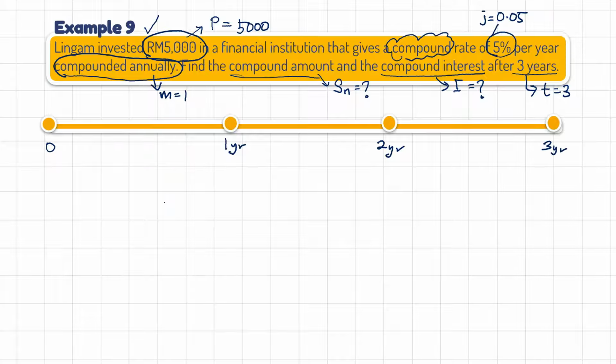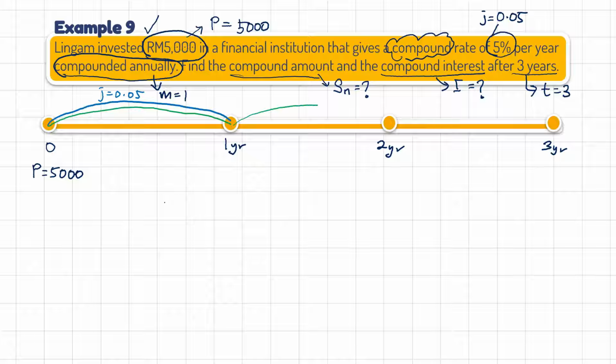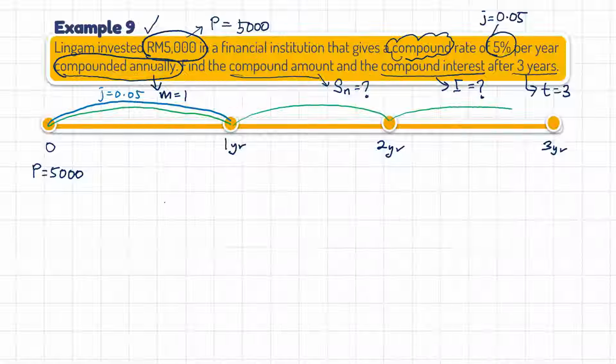At 0, we will write P equals to 5,000. The next one, we have 5%. So the loop for 5% will be from 0 to 1 year. So this is the loop for J equals to 0.05. And then let's look at the next loop, which portrays compounded annually. That means compounded annually, the loop will be the same as the blue one, which is 0 to 1 year. Okay, and it will be continued for the next year and until the 3rd year.